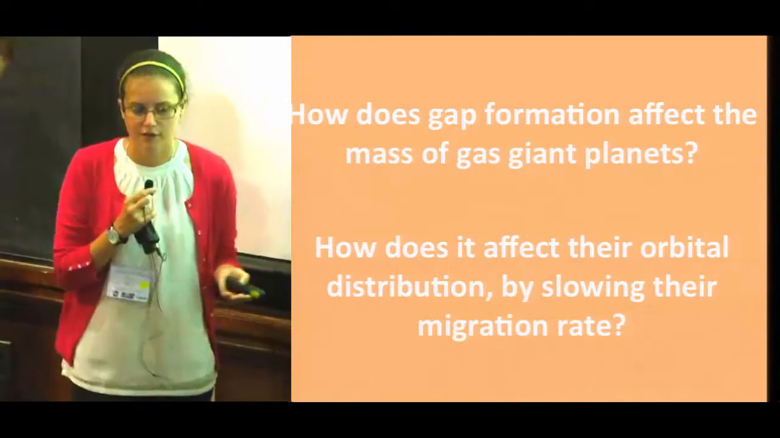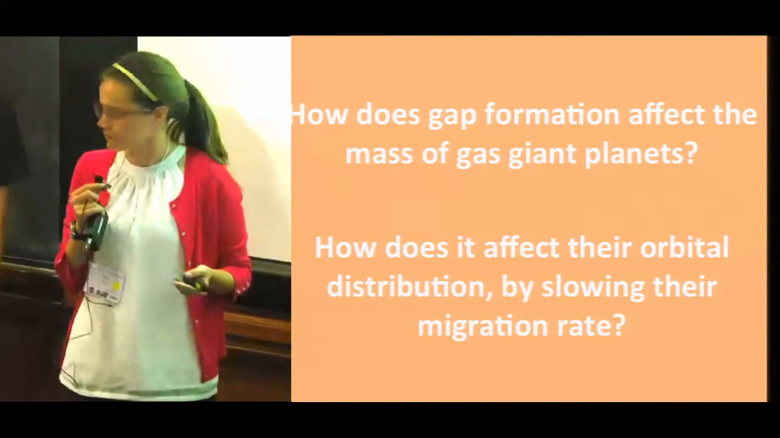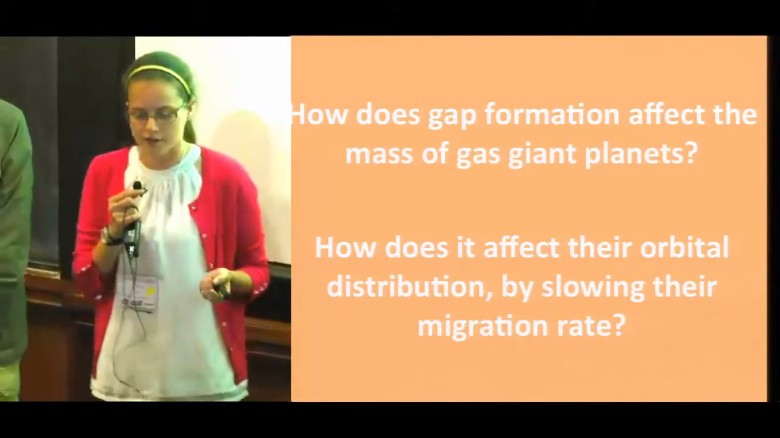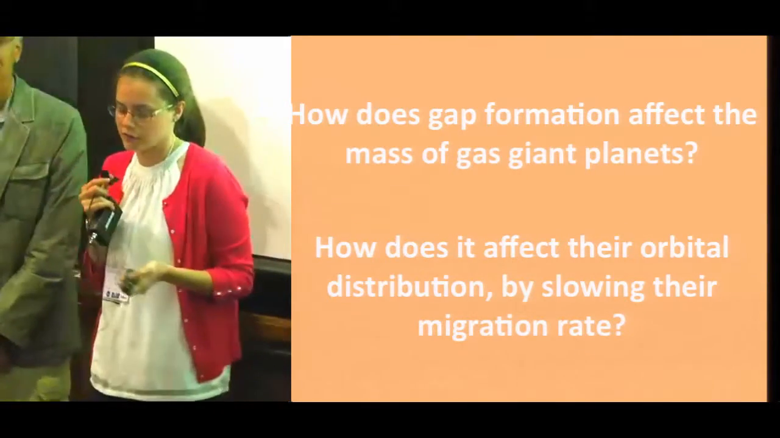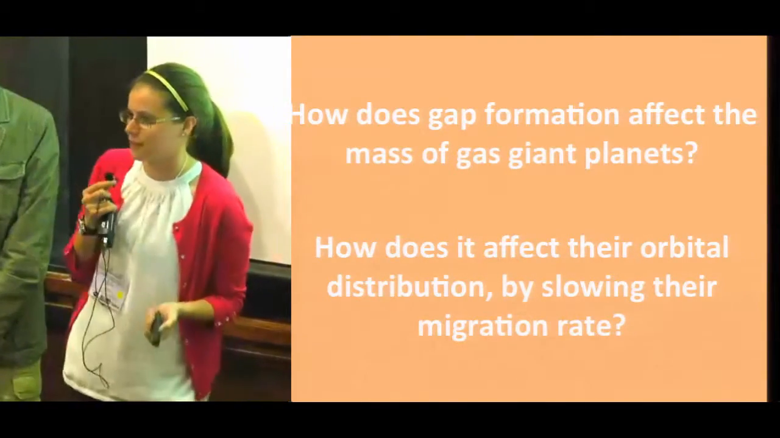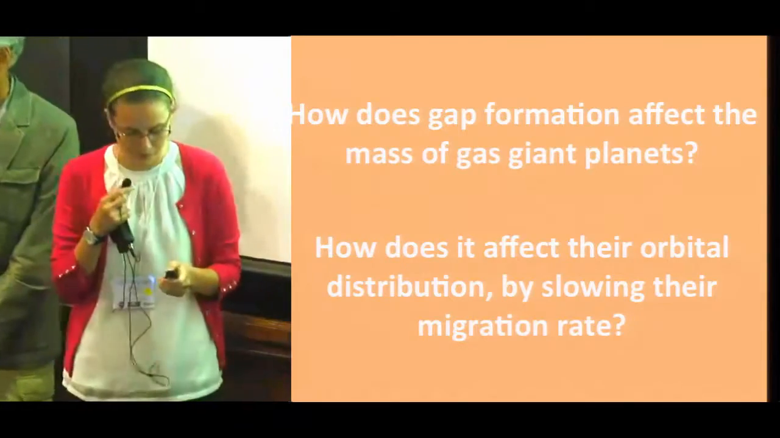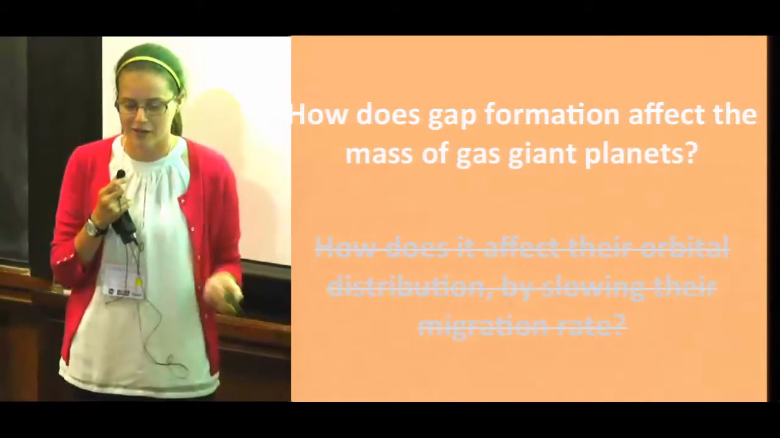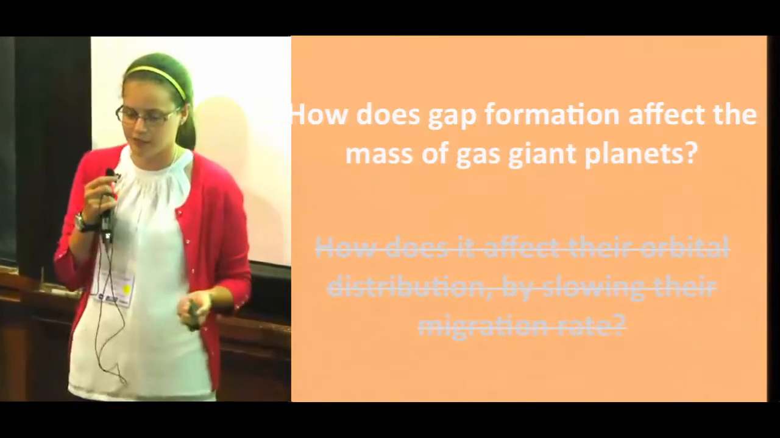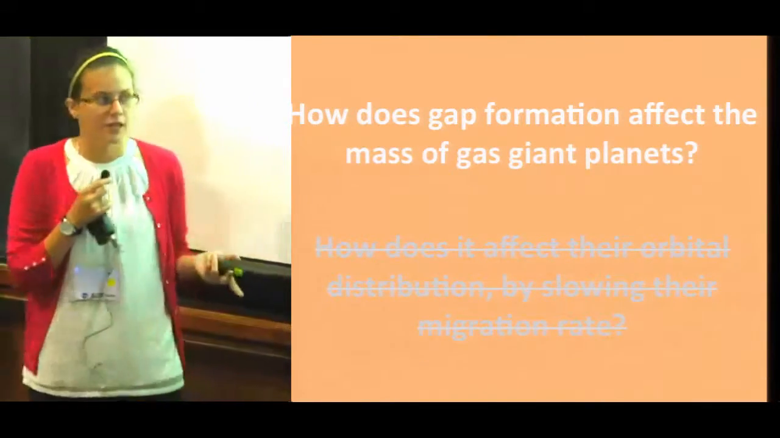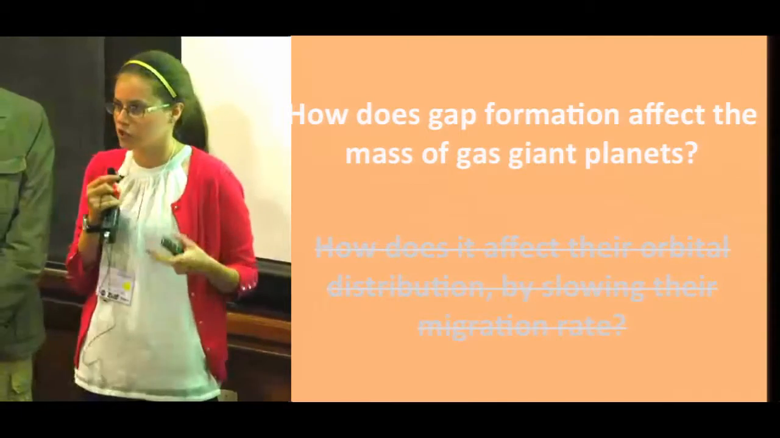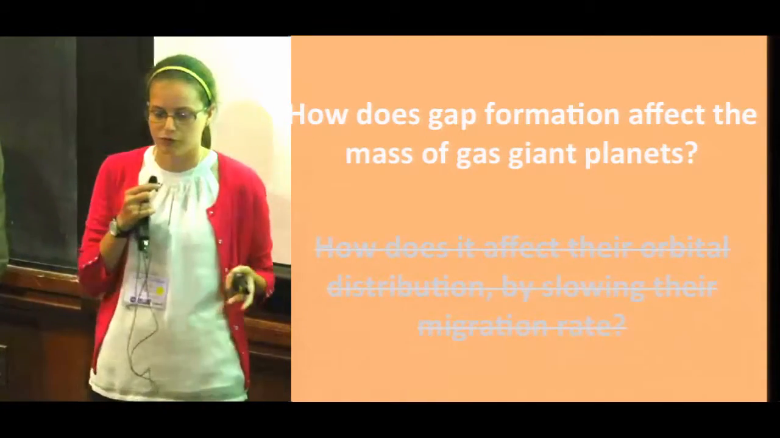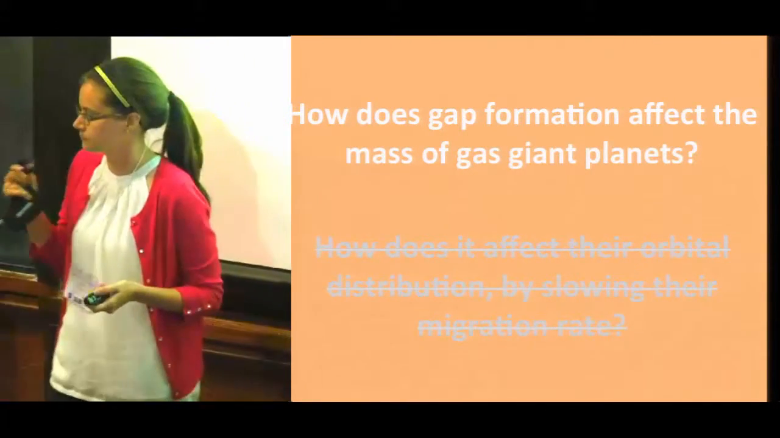How does gap formation affect the mass of giant planets? And how does it affect their orbital distribution by slowing their migration rate? But because we have a limited time and a limited number of people in our group, we are just focusing on the first one in this talk. So how does gap formation affect the mass of gas giant planets? And like I said, we did that by varying how gas accretion changes once you open a gap, and we're going to go through 5 different cases here.